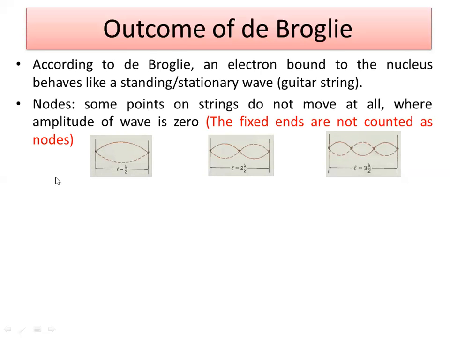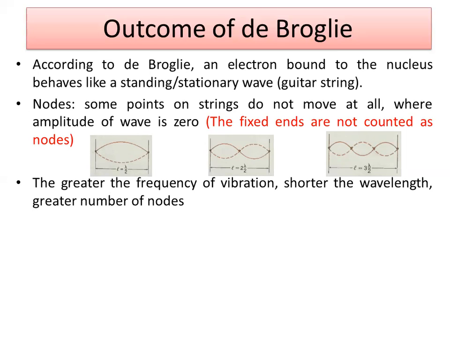So if I ask how many nodes are there: no nodes, well done. How many nodes are there? One node, and there are two nodes. Of course, at the end, the velocity or the movement is zero, but generally we do not consider it as a node, because we are going to compare the outcome from the nodes. The greater the frequency of vibration, the shorter the wavelength and the greater the number of nodes.